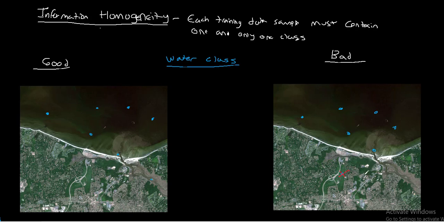That is bad. That's what information homogeneity is trying to say: when you're generating your training data, be careful that each training data sample only contains one class. There's nothing other than water in this class.